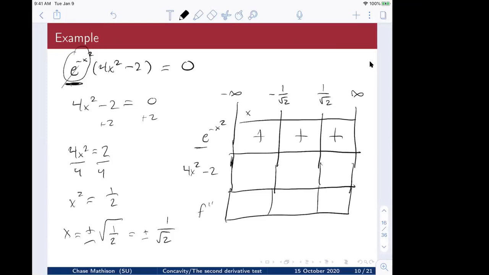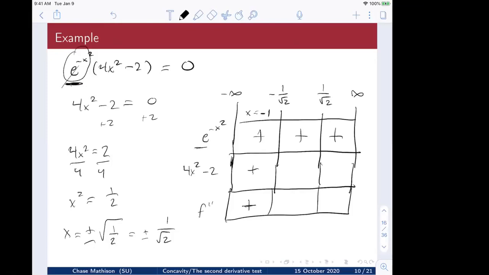All right, what test value should I pick for x between minus infinity and minus 1 over the square root of 2? Minus 1. Minus 1, very good. Cool. So what sign does 4 times minus 1 squared minus 2 have? Positive. That's positive. Very good. So f double prime here is a positive times a positive, which is going to be a positive.